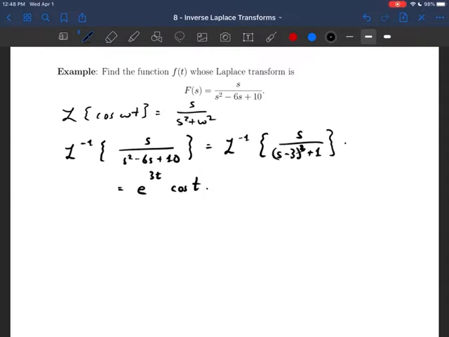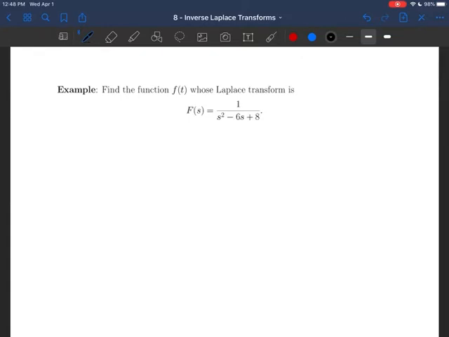All right, now let's take a look at something that's a little bit different, or looks very similar, but has a little bit different flavor. Let's now try to find which function has the Laplace transform of 1 over s squared minus 6s plus 8. So this is plus 8 instead of plus 10. You wouldn't think that that changes things very much, but it turns out that it does, for reasons that we'll get into probably some other time.